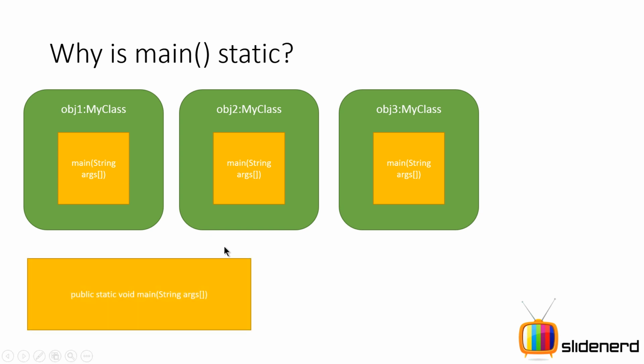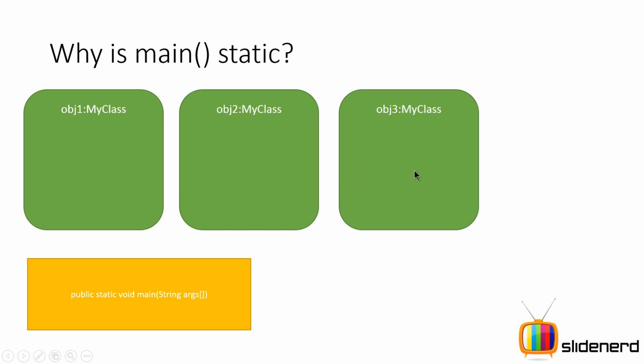Now if you say your main method is static, then these three methods won't exist. It will be common over here, and inside this, whatever statement you write, whatever code you write is going to be executed whether you create an object of my class or not. In other words, you don't need an object of my class to execute the main method, and this is why the main method is static in nature.